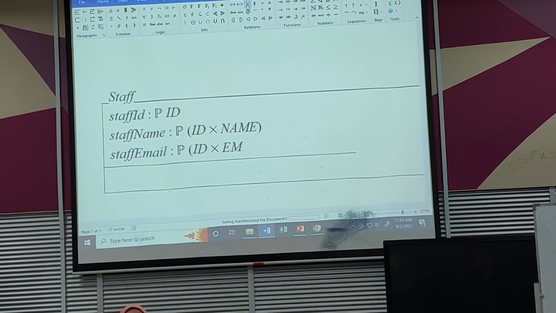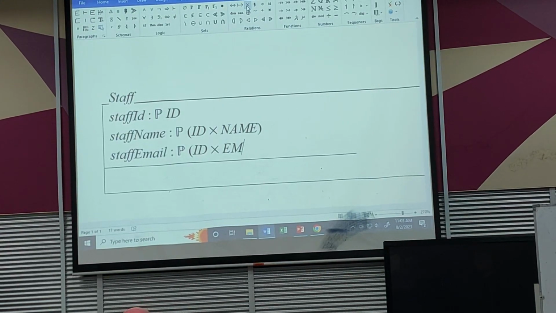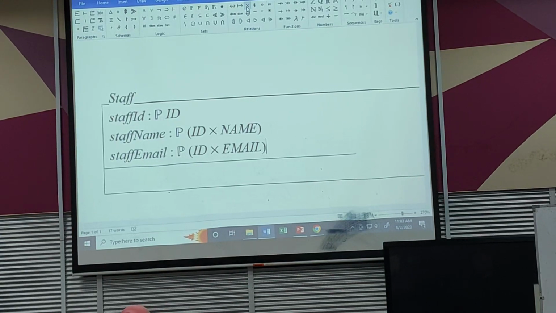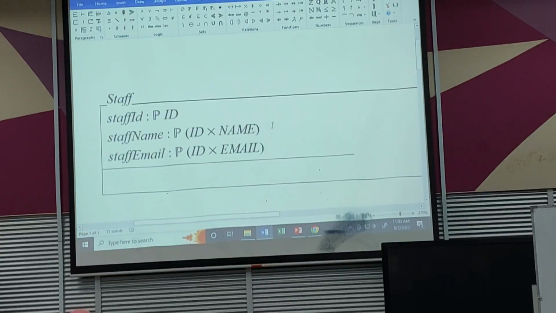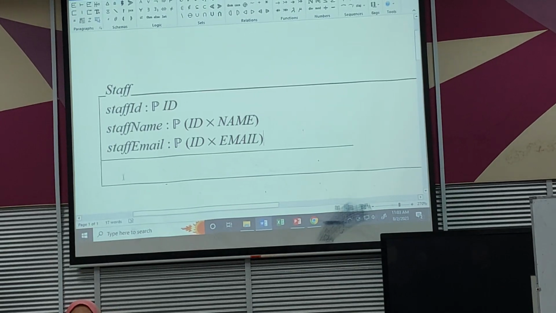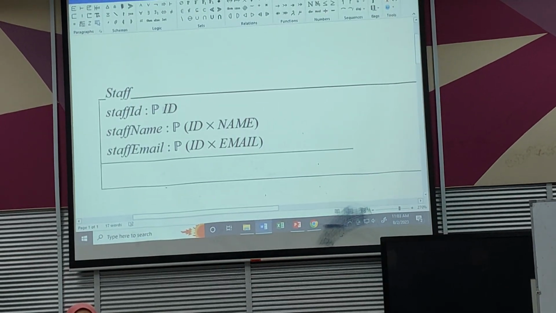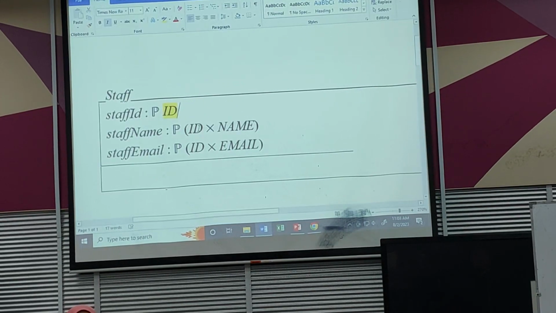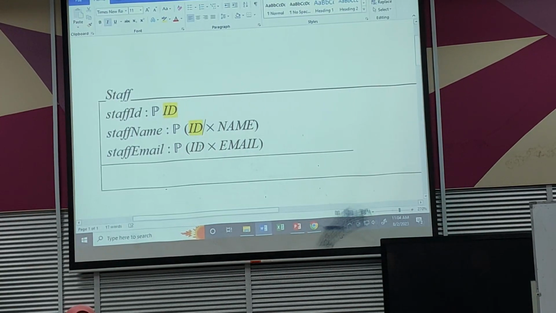This one is not a relation yet. That's okay. Relation, this one cannot be a relation. This one should be a function. I haven't taught you function yet. That's okay. So what you did last week, you look at the common type. So this is a common type, right? The same type.